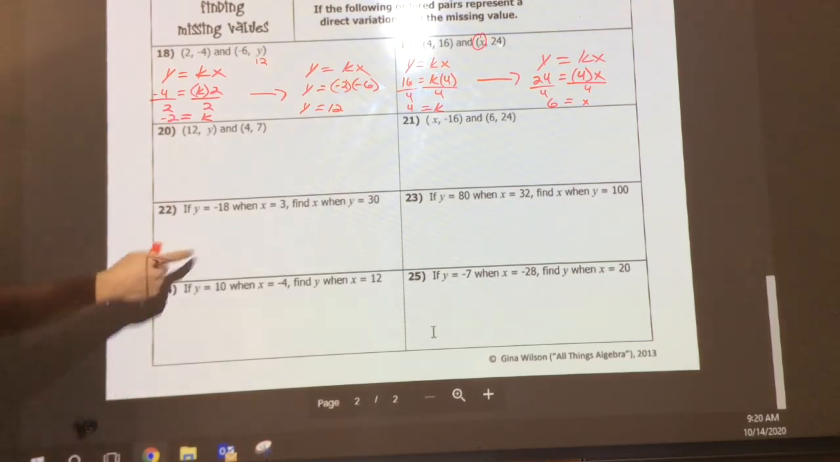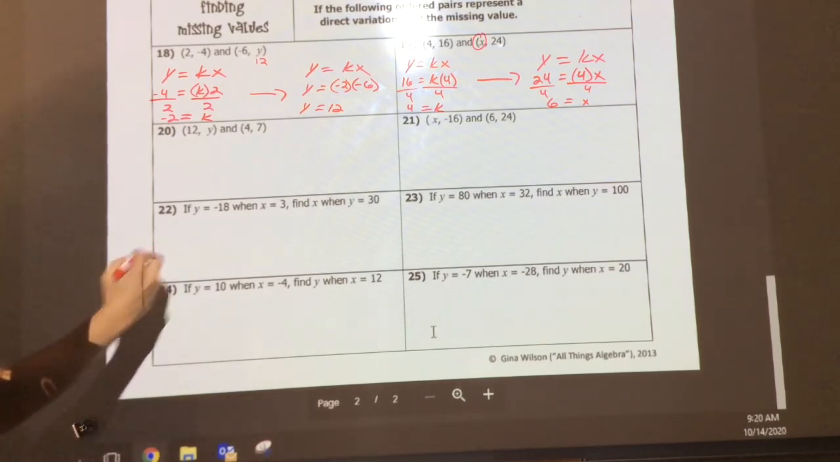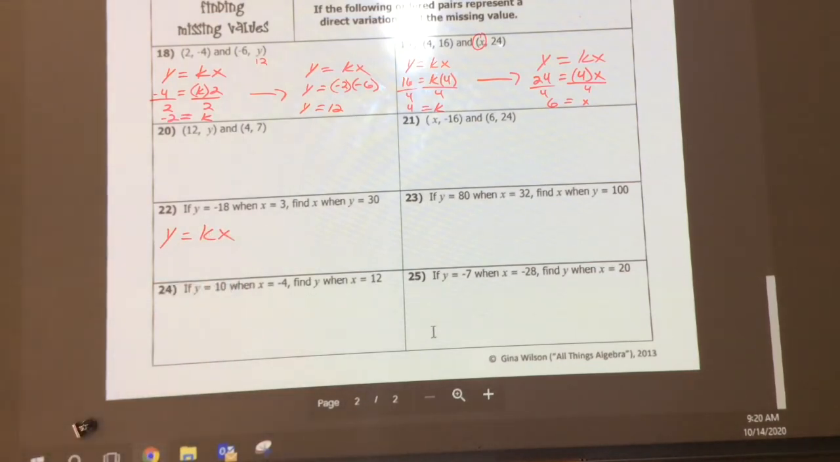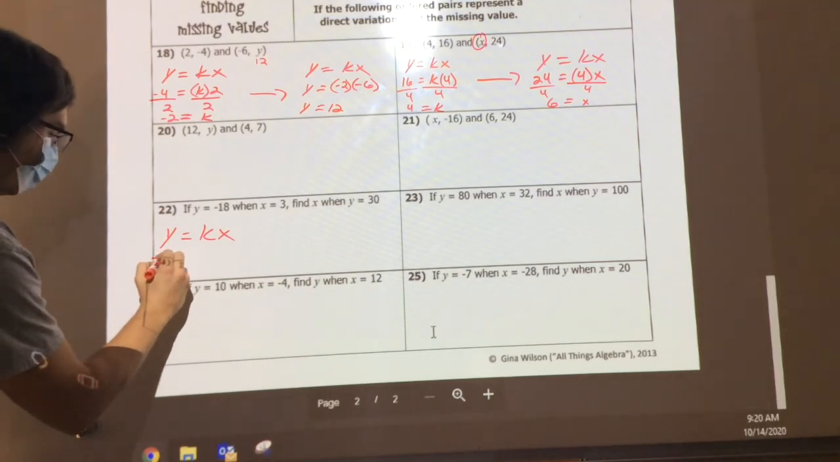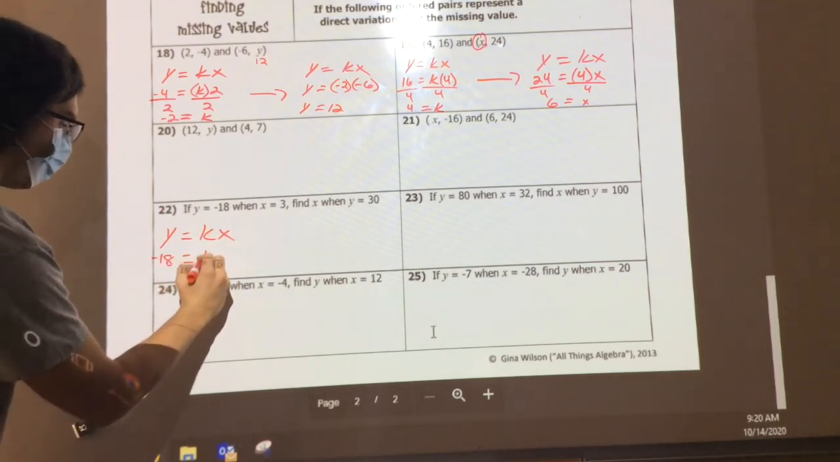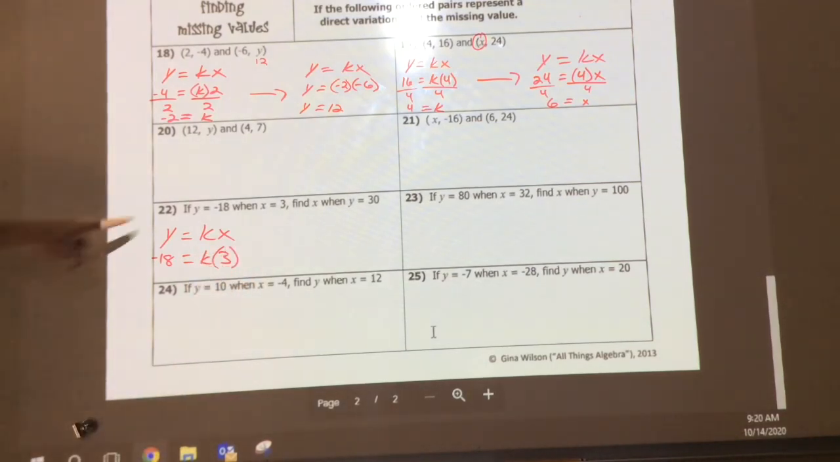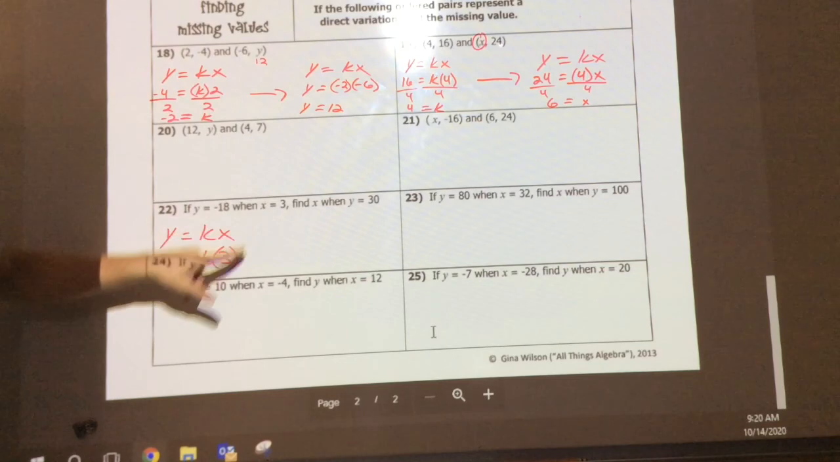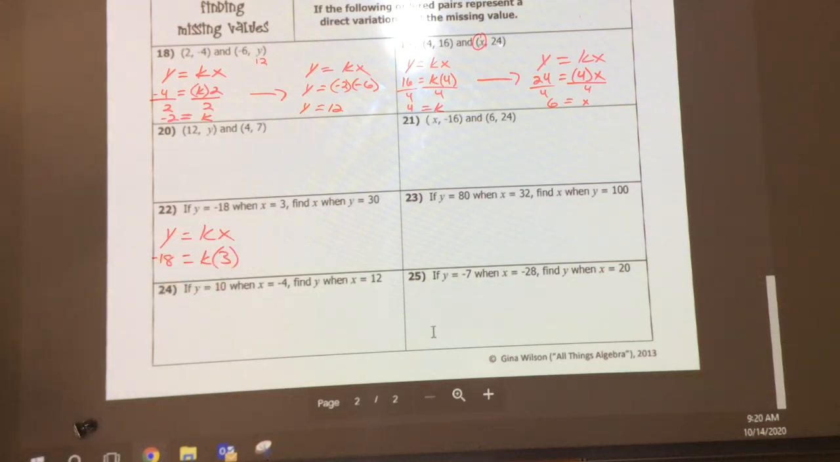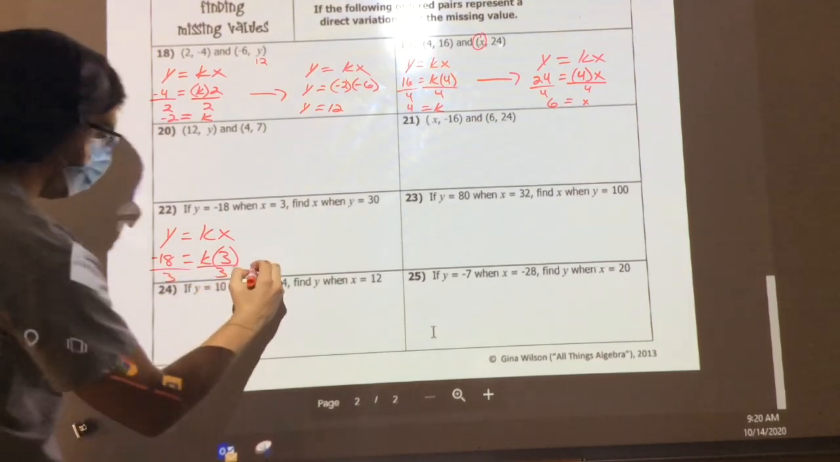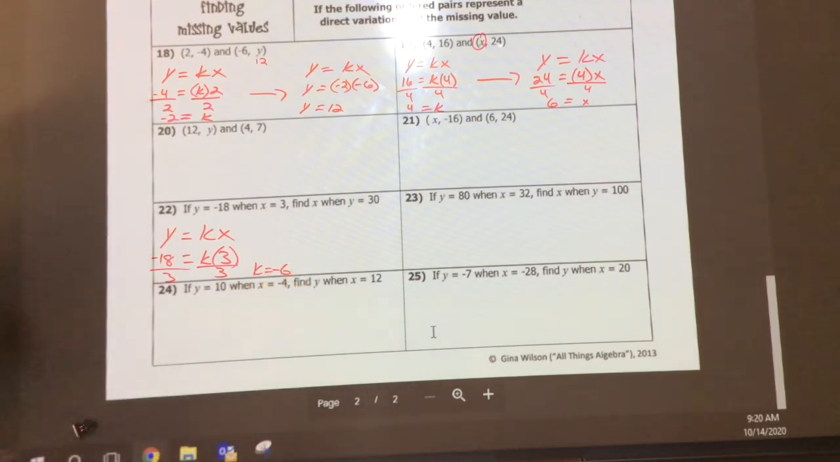All right, drop down here, number 22 with me. The formula, once again, is y equals kx. We're all on board with that. If y equals negative 18, when x is equal to 3, you see how I plug those in? Y equals negative 18, x equals 3. How do I solve for k? Divide by 3. Therefore, k equals a negative 6.